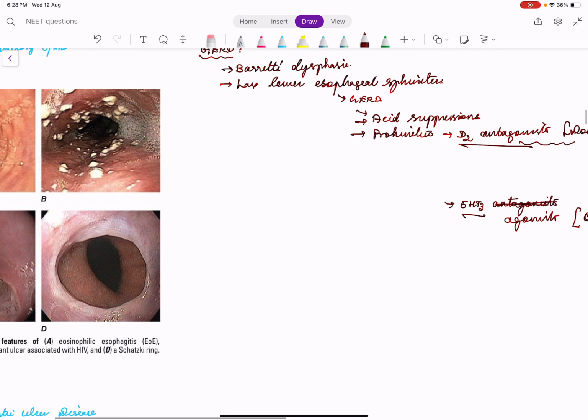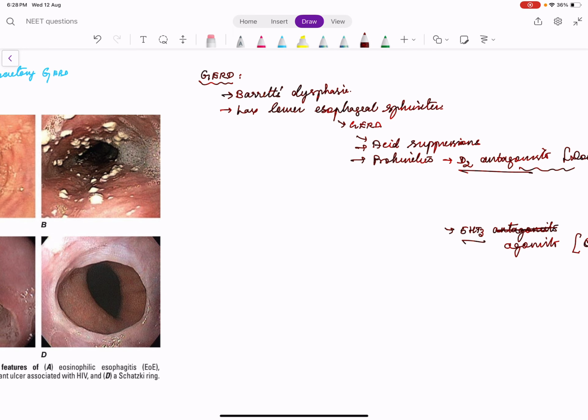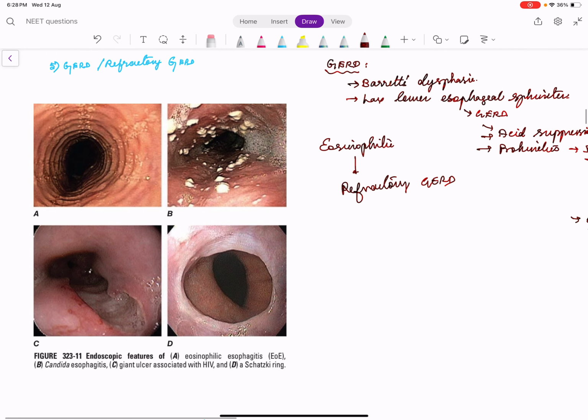But when the reflux into the esophagus is not from the stomach, and the esophagus is inflamed due to other reasons like eosinophilic infiltration or bile reflux, that causes refractory GERD. So when GERD does not respond to the usual treatment, it is called refractory GERD. Some of the causes are, see, eosinophilic esophagitis. This pattern is called feline esophagus. You can see the multiple ring-like appearance. This is called feline esophagus.